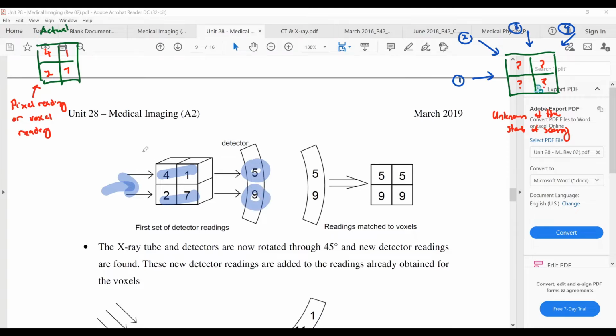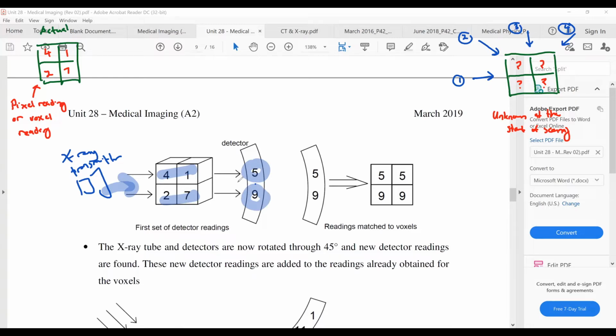So this one here, what you do is that normally when you want to scan in these 4 different directions, you will have an X-ray transmitter and an X-ray detector. This one will transmit X-ray. This one will detect the X-ray that has passed through. So what this one here is trying to tell you is that it's trying to detect how much X-ray has been absorbed in a particular direction. So this one tells you that 5 has actually been absorbed. This one tells you 9 has actually been absorbed.